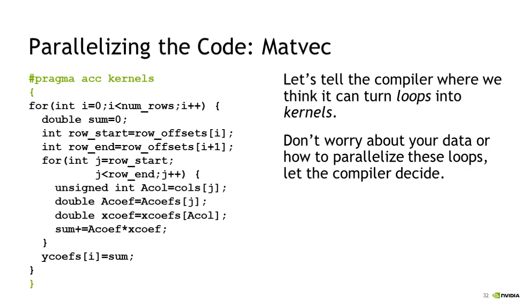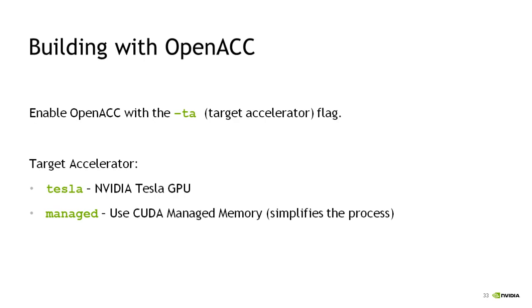As you saw in the first lecture and lab, we're going to use the -ta flag from PGI. This is the target accelerator. We're going to tell it to target a Tesla, an NVIDIA Tesla GPU, and we're going to tell it to use CUDA managed memory. And again, we're doing this right now so we can ignore the memory movement. And then in the next lecture, we will remove that and make our motion explicit.